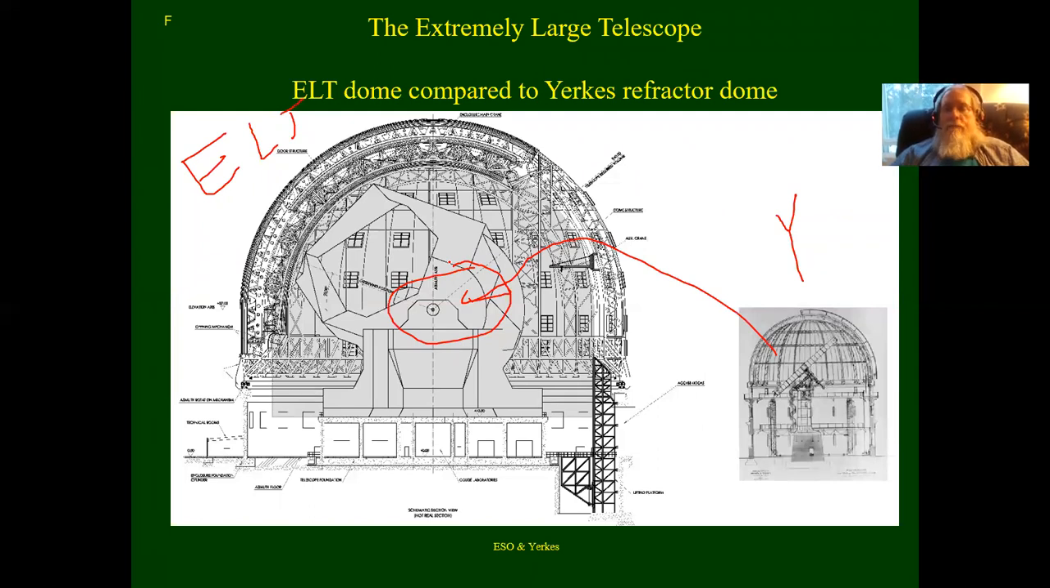It's not cheap. The estimated cost to build the ELT spread out across about a decade is about €1 billion, which is about $1.3 billion. I'd have to check the most recent exchange rate, but somewhere around there.